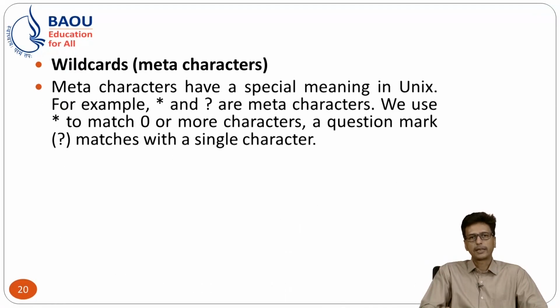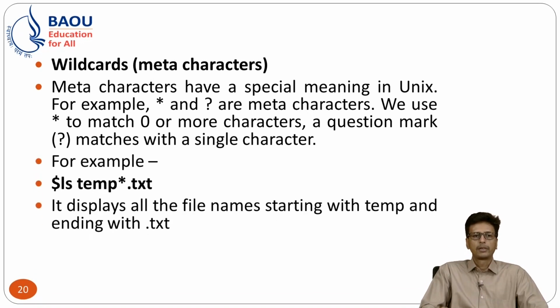Now, wildcard characters, or you can say the meta characters. Basically the asterisk, that is star, and the question mark, which you are already aware of, work as wildcard characters. Now see some examples. What is the question mark? It represents a single character. And what is the asterisk? It represents 0 or multiple characters, right?